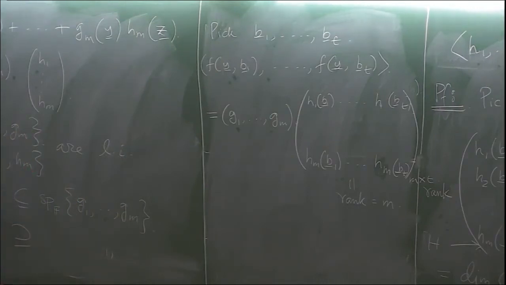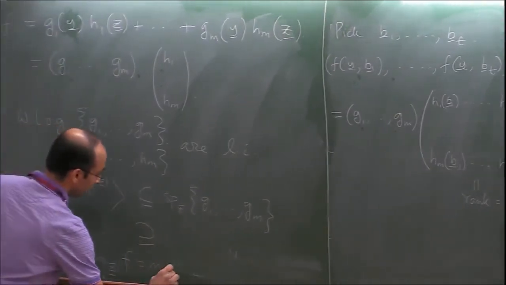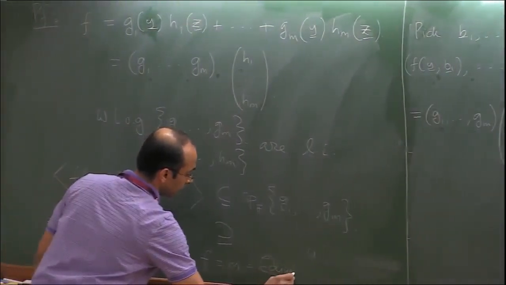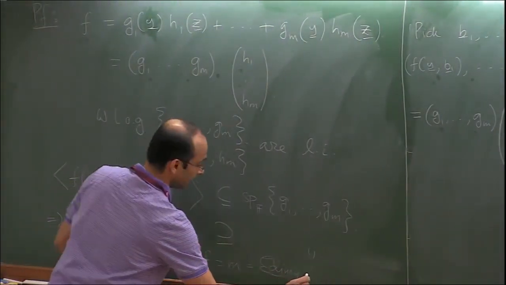And hence the evaluation dimension with respect to Z, f is m, right? And with a very similar argument you can show, although we are not going to need this, that with respect to y it is also m.